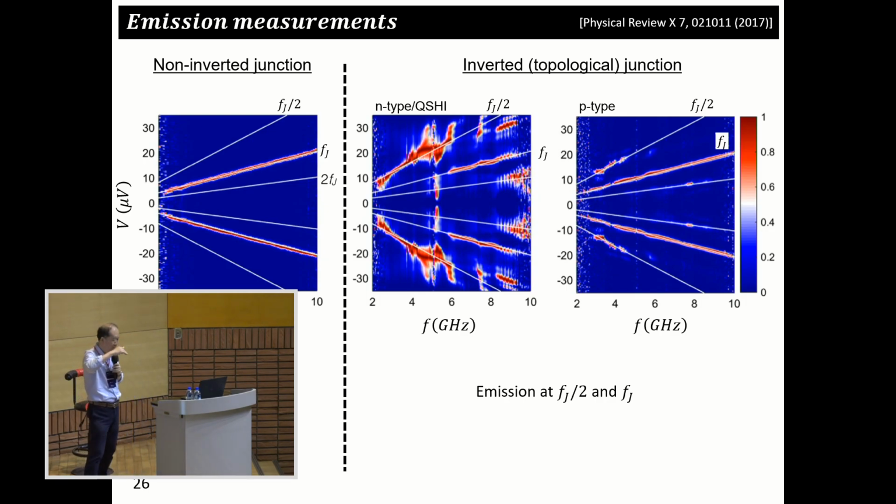But when the chemical potential was tuned in the topological gap, the measurement result is more complicated like this. So this is Fj, the ordinary frequency, and on top of that, we see some emission at half the Josephson frequency. Maybe this is an indication of a topological Josephson junction, but we do not think this is proving the existence of Majoranas.